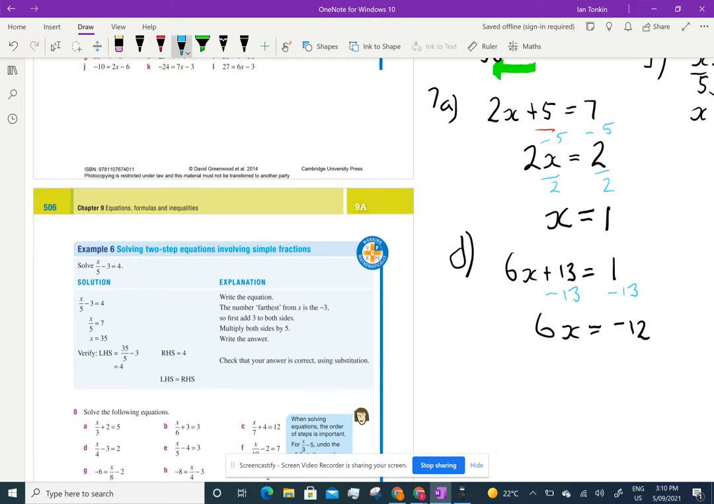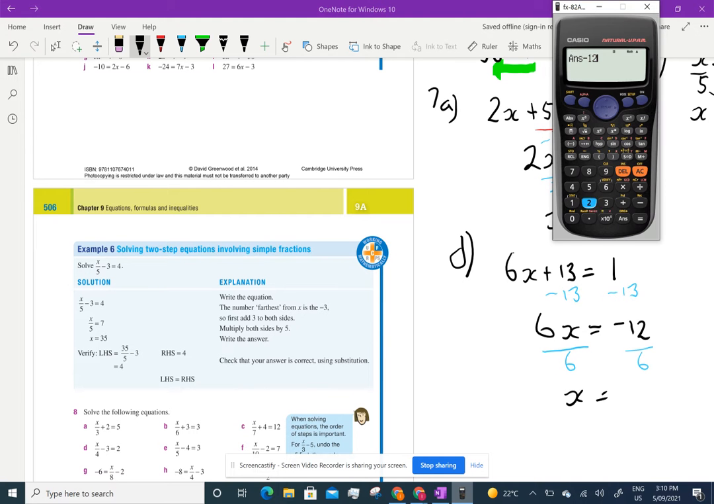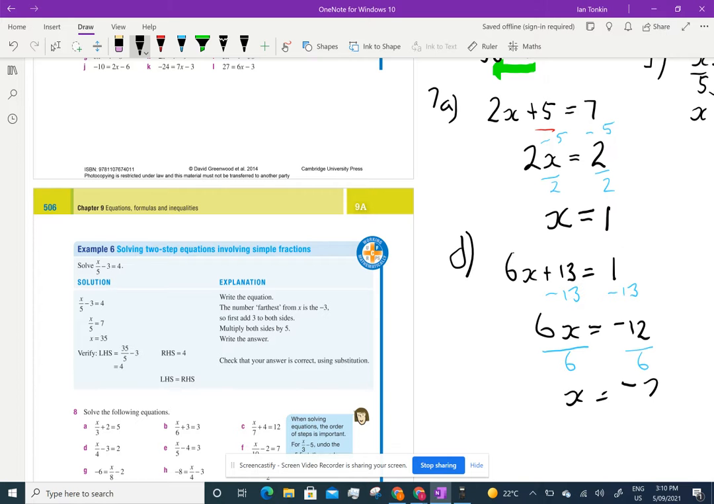Now I've got to get rid of that 6. All right, well, I'll divide by 6. And again, use your calculator. All right. So negative 12 divided by 6. Oh, hold on, I've got the answer there. Negative 12 divided by 6. Negative 2. And there you go. And you can check your answer.